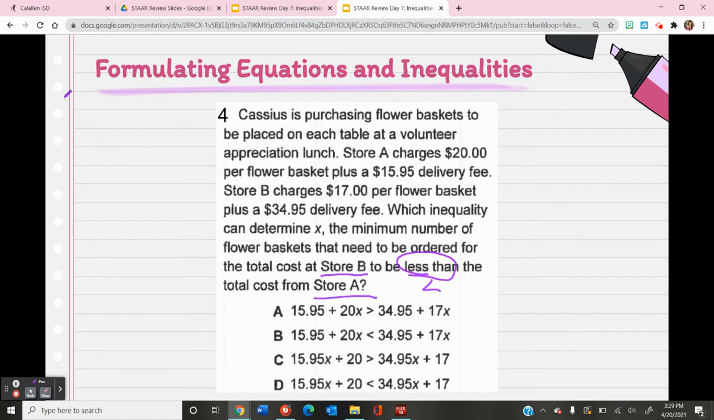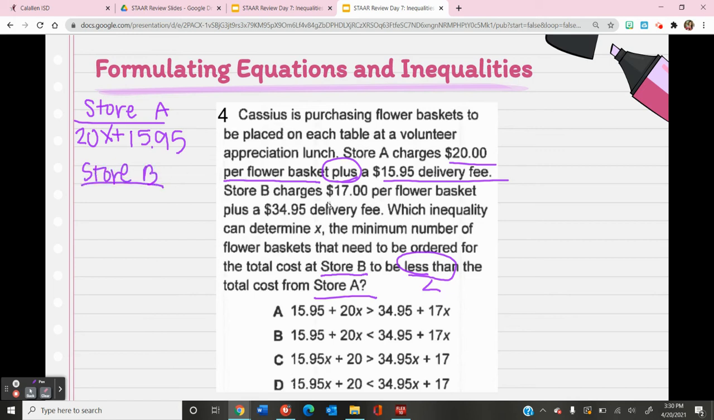So looking here first, we're going to go ahead and write our statements for store A. So store A charges $20 per flower basket plus a $15.95 delivery fee. So they charge $20 for every basket, and that word per indicates that that 20 is going to get the X. So they charge 20X plus $15.95 to deliver it. Then store B charges $17 per flower basket plus a $34.95 delivery fee. So this is $17 per basket, so 17X, plus the $34.95 setup fee.